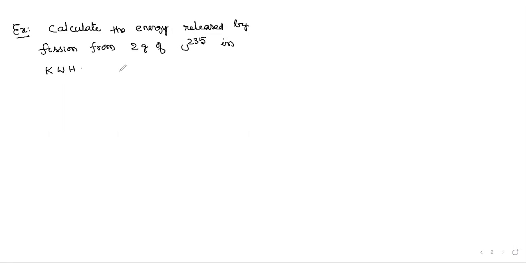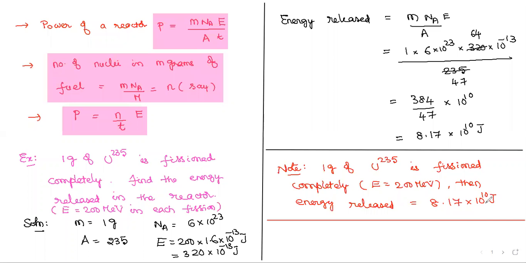How much energy did he give there? Energy released per fission he gave is 200 MeV. Thank God, so we can use our shortcut without calculating everything here. Directly I write, for 1 gram, I told 8.17 into 10 to the power of 10. So for 2 grams, we multiply by 2.